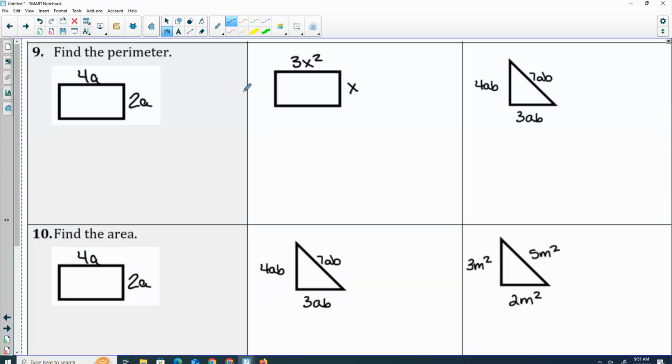Number 9 is asking for perimeter. Perimeter is the total distance on the outside. So to find our perimeter, we have to add all the sides together. Now, if I don't have them all written, what's this measurement over here going to be? 2A. And this one is 4A. So I have to add all 4 of those together.